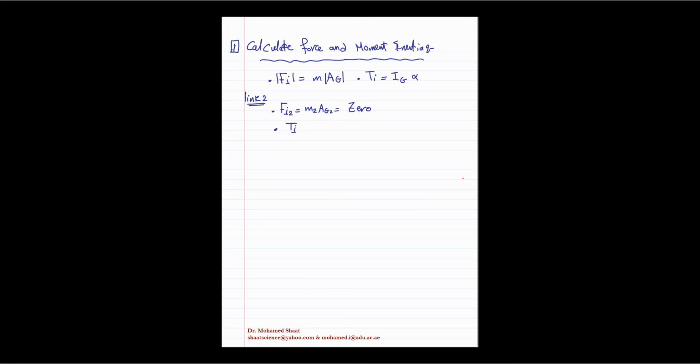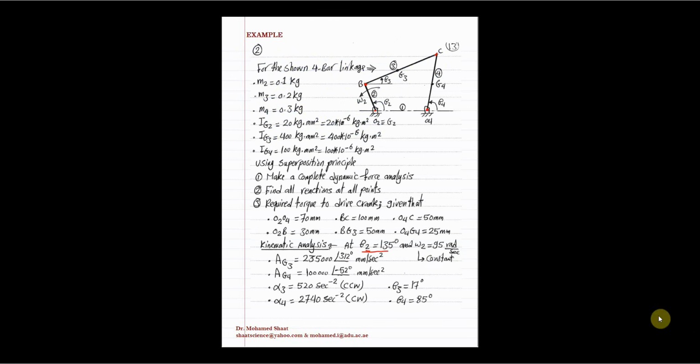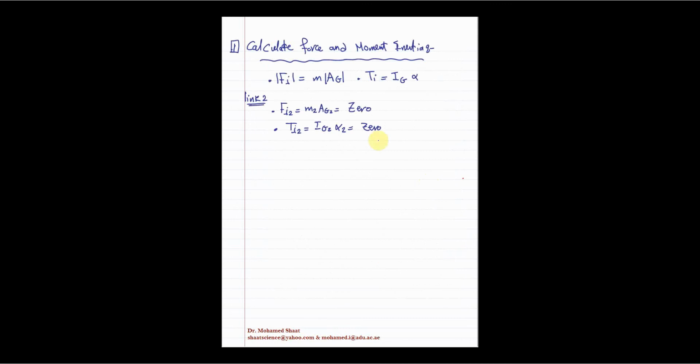How about the Ti2, the inertia torque of link number 2? It should equal IG2 times alpha 2. Alpha 2 also is 0 because he gave us that link 2 rotates with a constant angular velocity of 95 radians per second, so it should be constant. It means that alpha 2 is going to be 0, so that's why this inertia term is also going to be 0. This is for link 2.